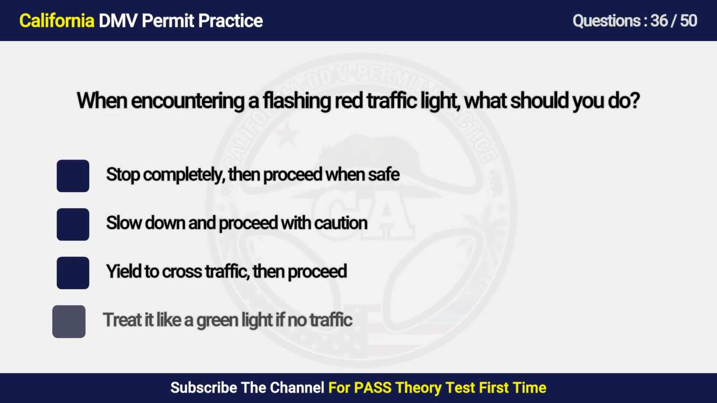Question 36. When encountering a flashing red traffic light, what should you do? A, stop completely, then proceed when safe. B, slow down and proceed with caution. C, yield to cross traffic, then proceed. D, treat it like a green light if no traffic.